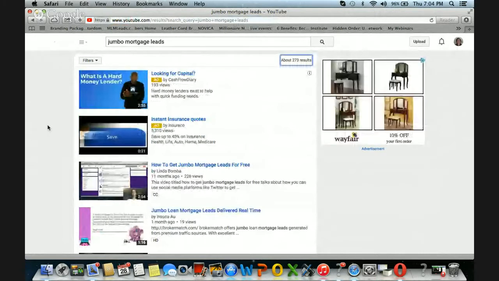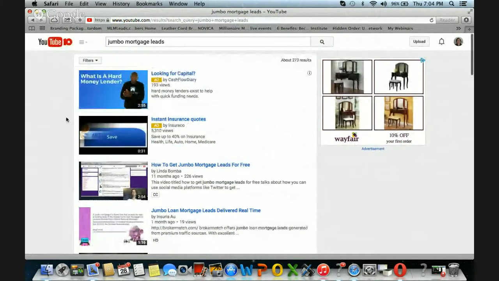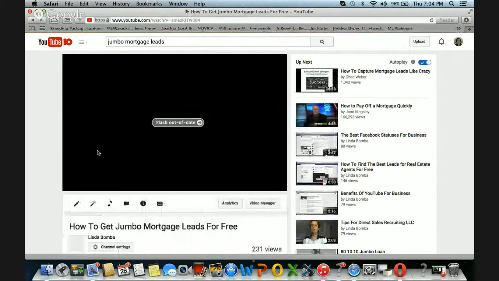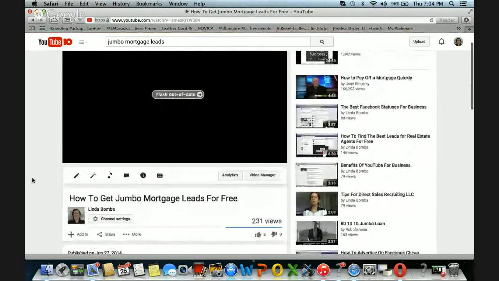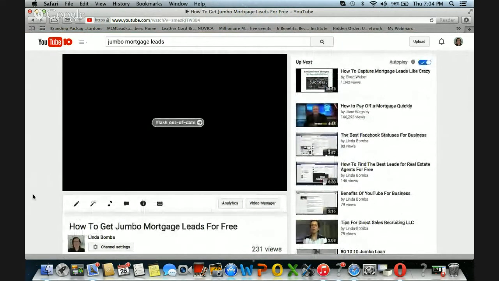And you can see it's right here. The 2 ones above it are both paid ads. You're never going to be able to get above that without doing a paid ad. But I did this like 11 months ago. The keyword is jumbo mortgage leads, and I added how to get jumbo mortgage leads for free. So you have to be picking some sort of a video that you can actually show something that you know how to do and try to rank the word.